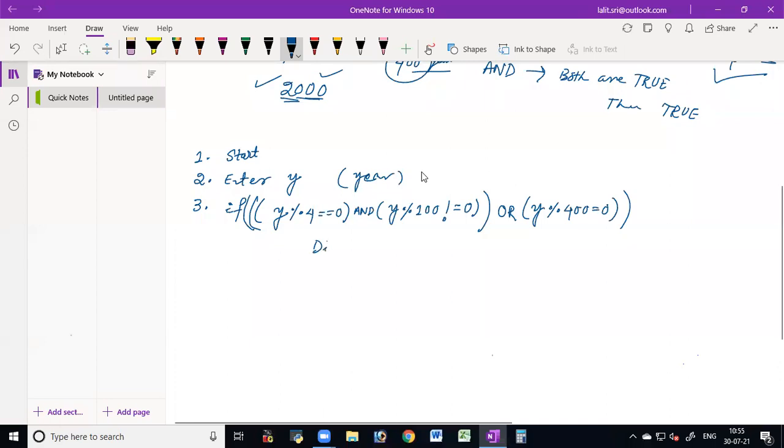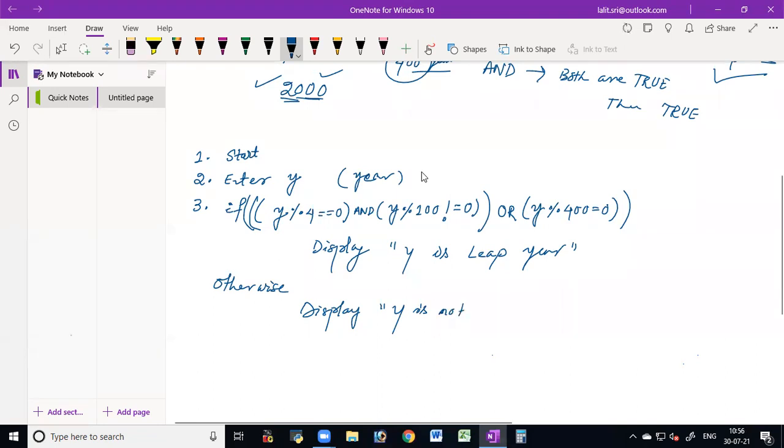Then you have to display Y is a leap year. Otherwise, display Y is not a leap year. All of you clear? Step number 4 is stop.